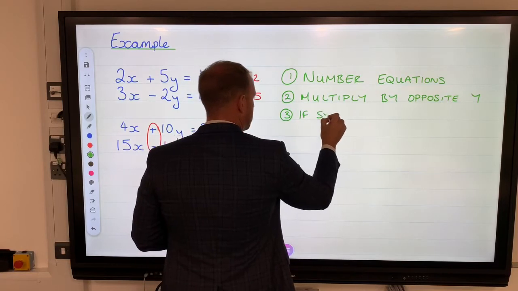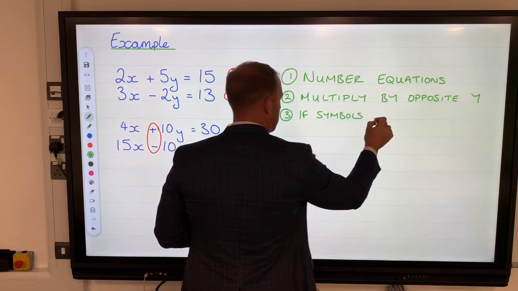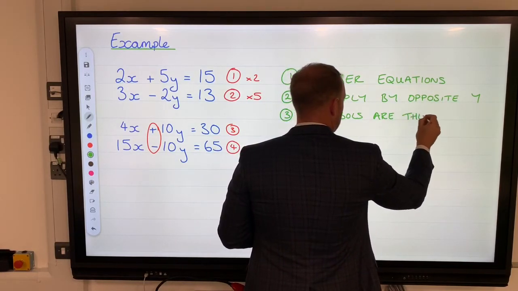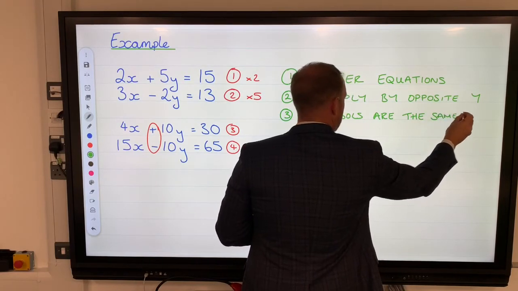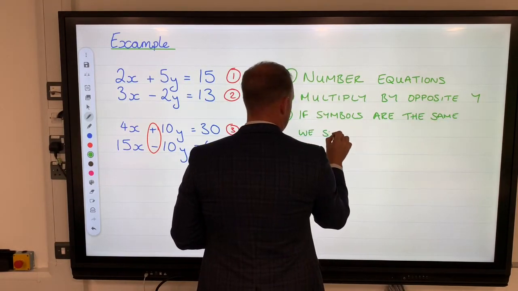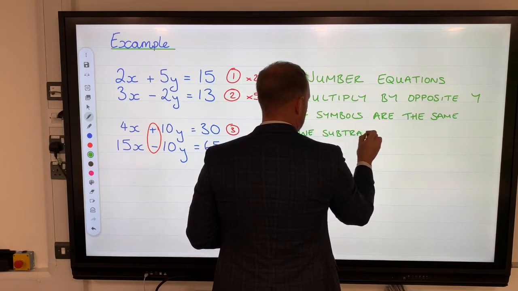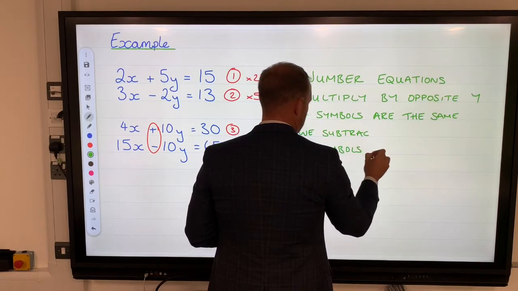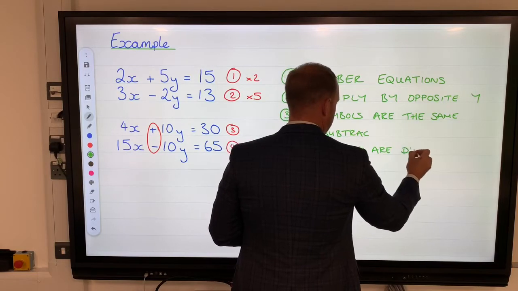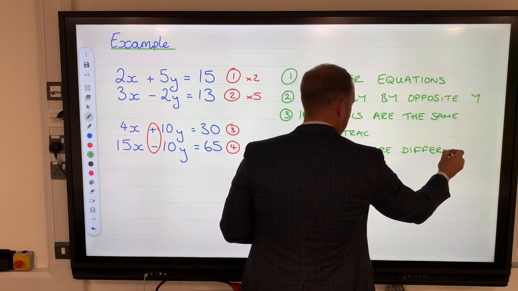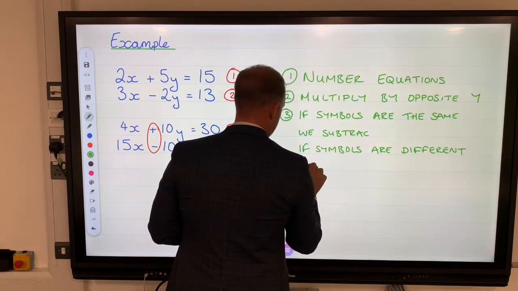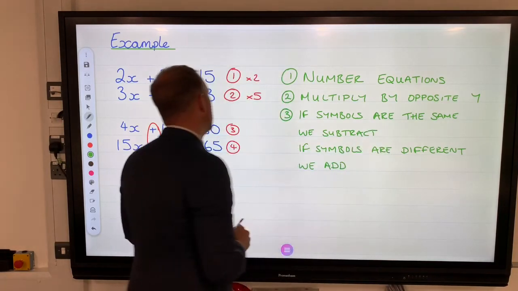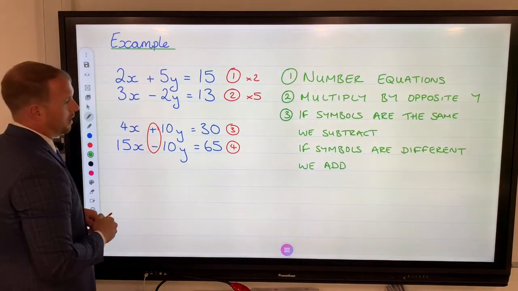So if symbols are the same, we subtract. And if symbols are different, we add. Oh, forgot to do that. Okay, so then if they're different, we have to add them together.